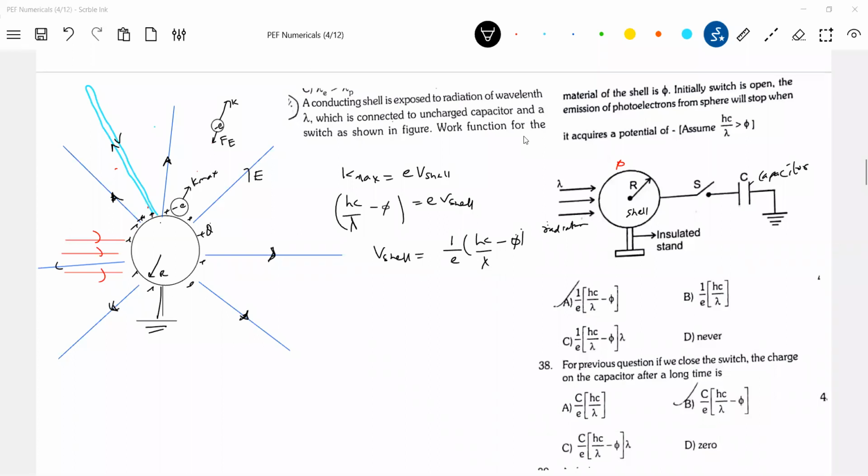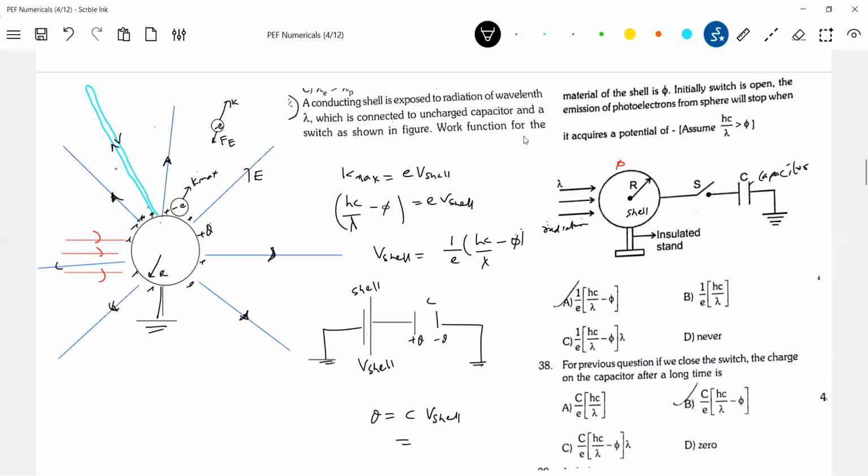See, in that case, you treat this shell like a source and this as a capacitor. What is the potential of this shell? This much. After a long time, the capacitor will acquire a charge plus Q and minus Q. So the potential difference is C times the potential of the shell. Agreed, this should be the equivalent diagram.